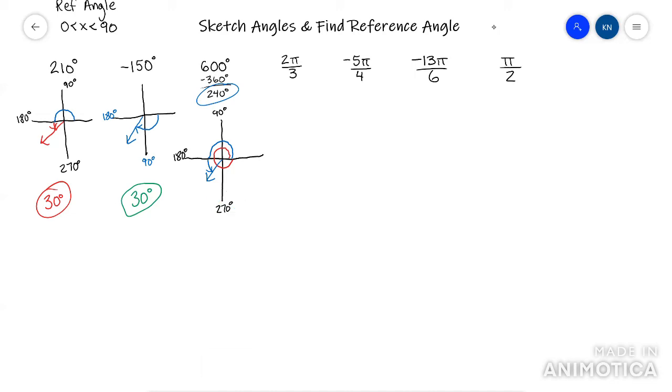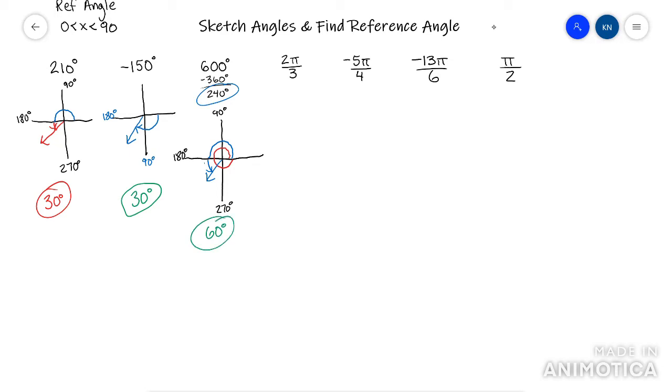Now, if you needed to answer reference angle on this, the quickest way back to your x-axis would be this angle right here. So you're asking yourself, how far past 180 did I go? So it's really like 240 minus 180, which is 60 degrees.